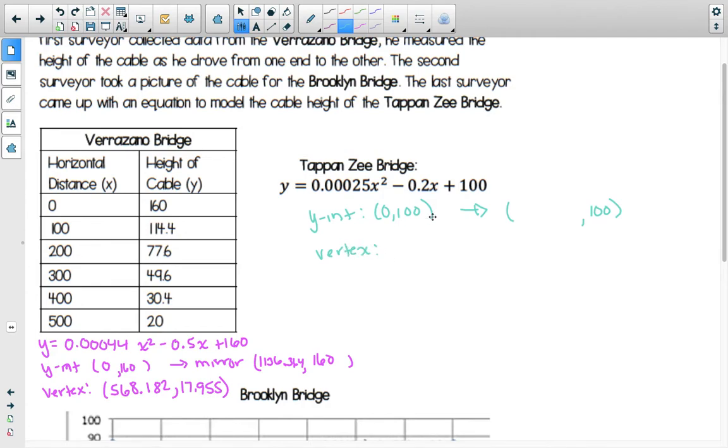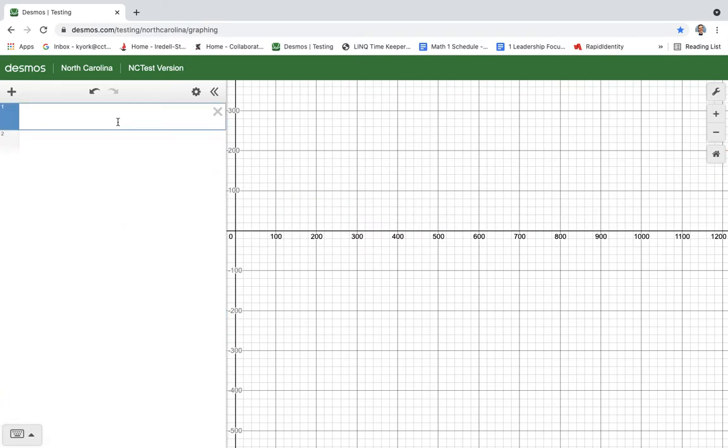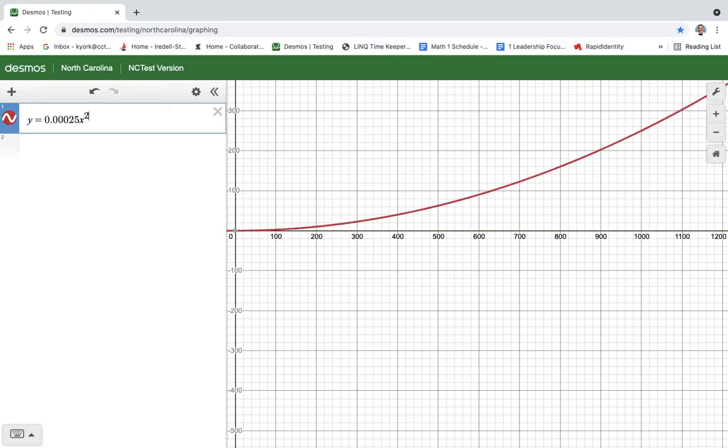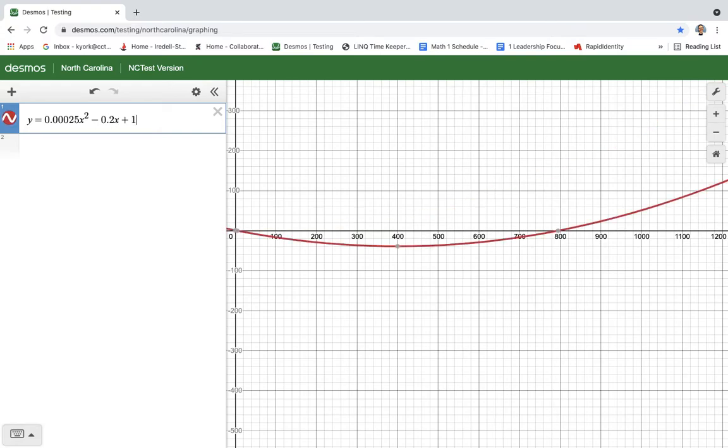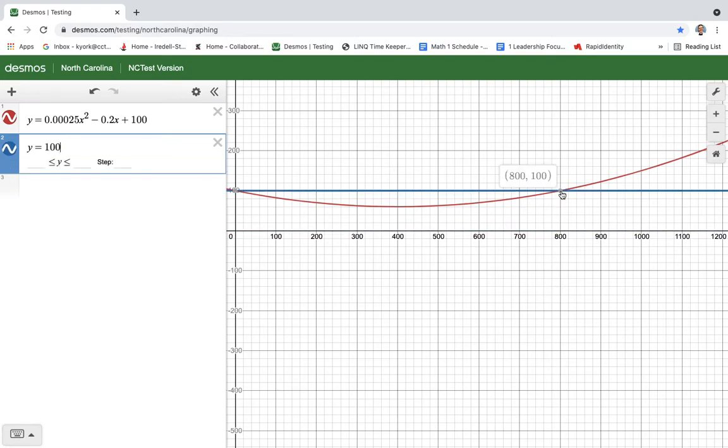So let's go type this into Desmos. We're going to take out our table. Type in the equation for the Tappan Zee Bridge, which was y equals 0.00025 x squared minus 0.2 x plus 100. So we have 0, 100, and we got to find the mirror, which was that y equals 100. So it also crosses here at 800, 100, and the vertex is at 400, 60.